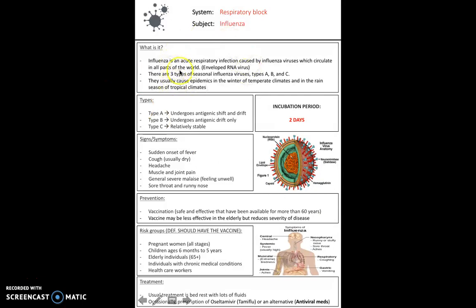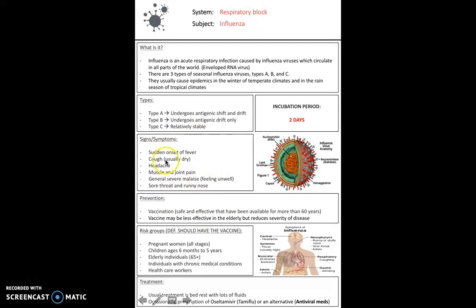Influenza, so this is essentially the flu. It's an acute respiratory infection caused by the influenza virus, which circulates in all parts of the world. There are 3 types to be aware of. Type A, which can undergo an antigenic shift and drift. Type B, which can undergo the drift only. And type C, which is relatively stable. The incubation period is quite short, around 2 days, but it can be up to about 5 or 6 days.